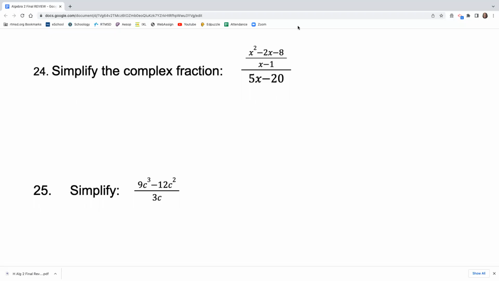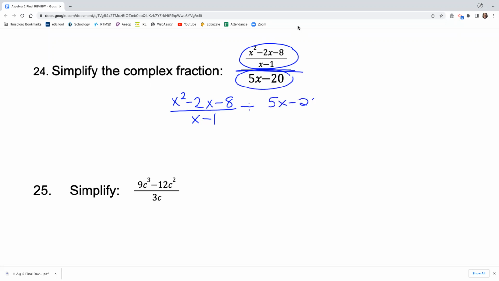All right, number 24, simplifying complex fractions. I prefer to write this out a different way. I'm going to write this out as x squared minus 2x minus 8 over x minus 1. And then this means divided by the bottom, which is just 5x minus 20. I'm going to turn that into a fraction as well.